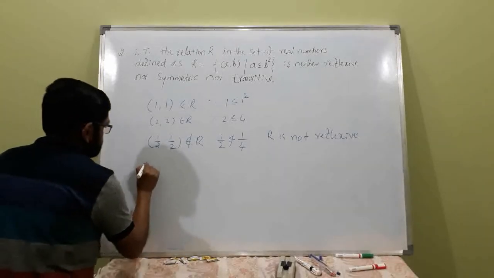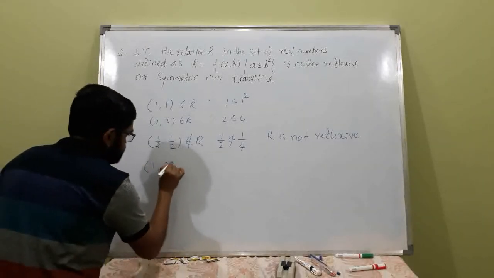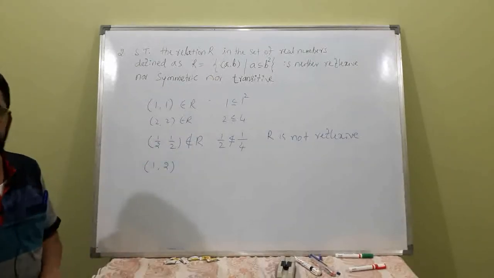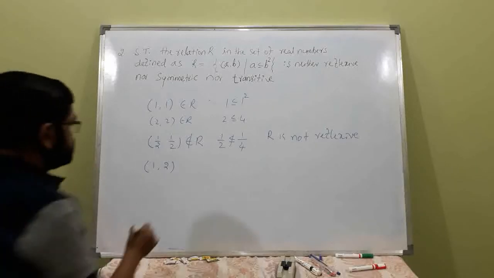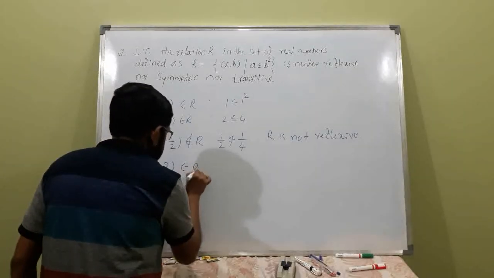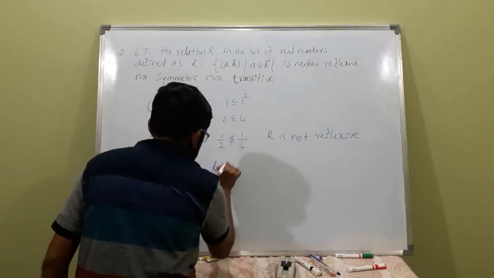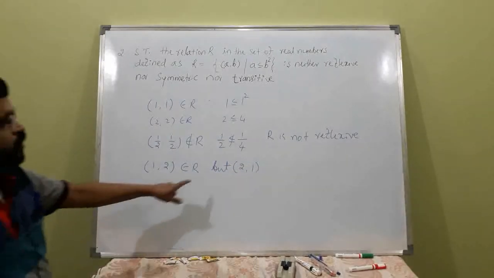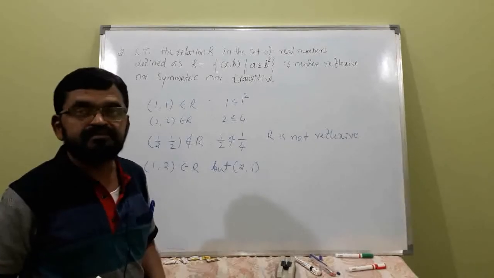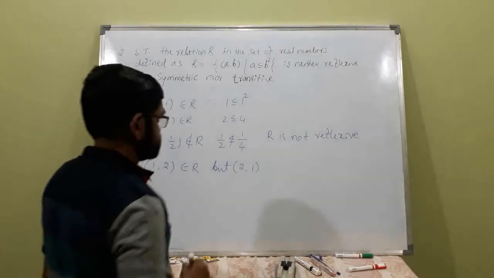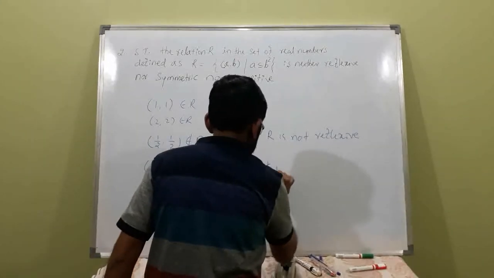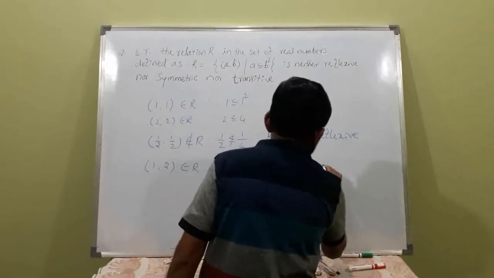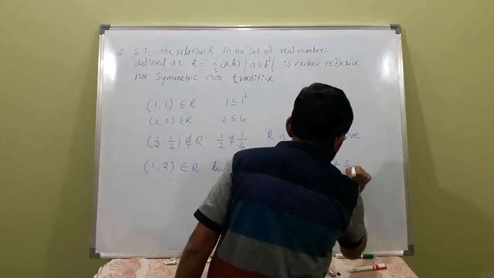Okay. Now let us take 1 and 2. 1 is less than or equal to 2 square, 1 is less than or equal to 4. That belongs to R, no doubt. But 2 is less than or equal to 1 square, that is not correct. So (2, 1) does not belong to this relation. So R is not symmetric.